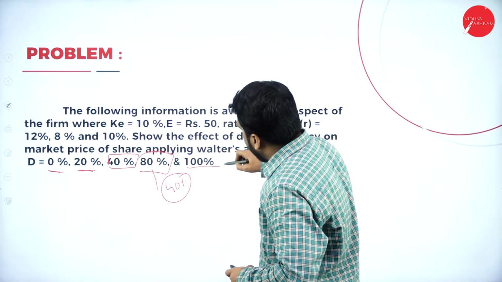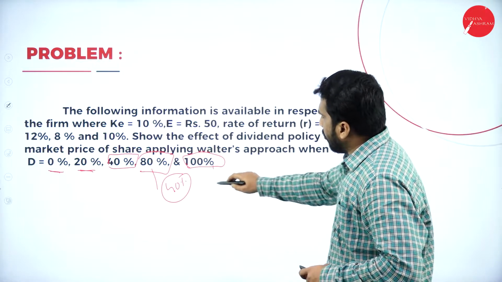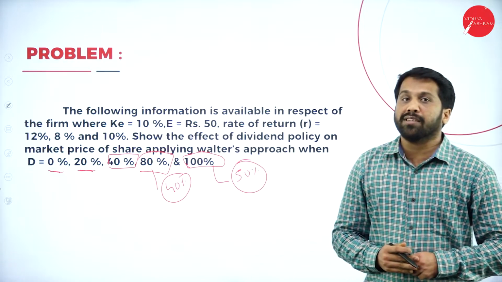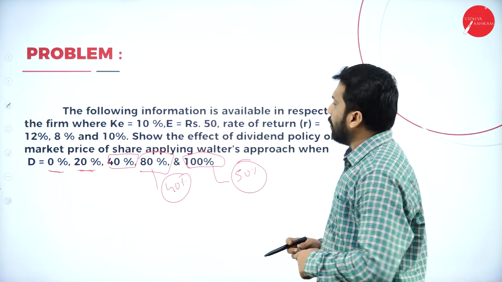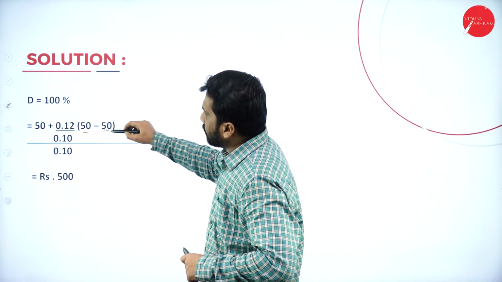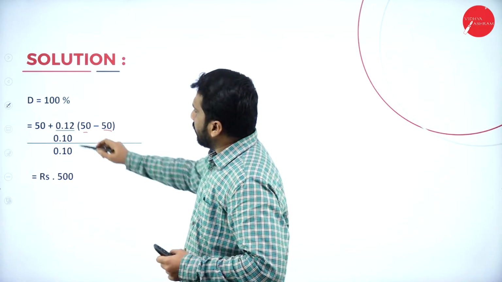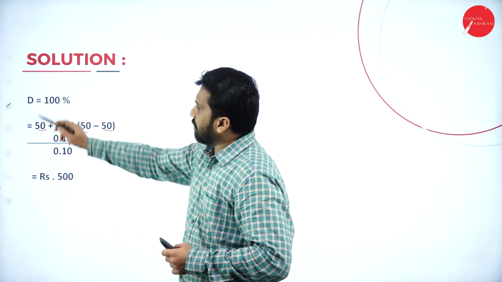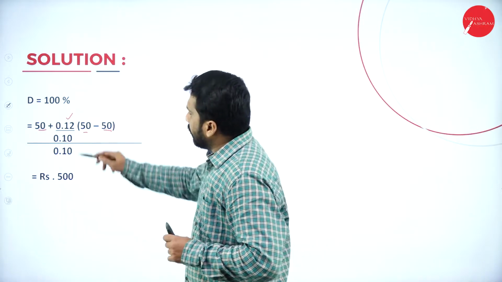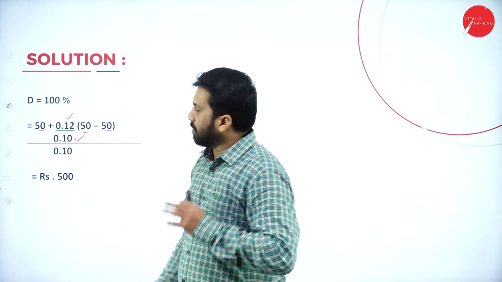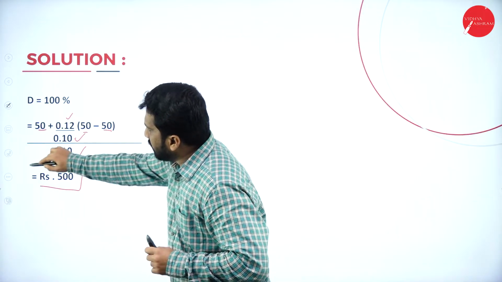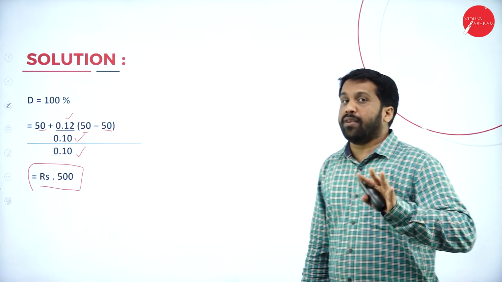So, this is 100%. Half of this is how much? 50%. Half of this, how much? 50%. Now, we'll go for this. Now, if you go with 100, 50 minus 50, it will be 0. And calculate your 50 dividend thing, your return is 12%, cost of equity 10%, again cost of equity 10%. If you go with this, your answer is 500.